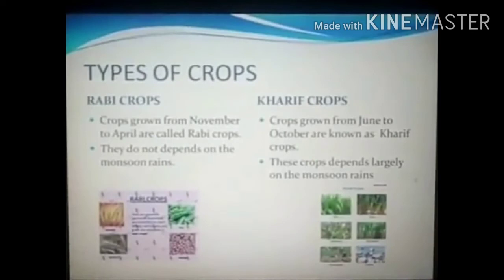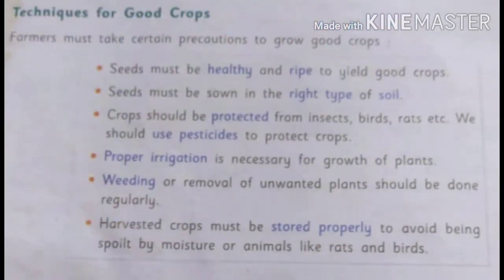Now, division of crops. Crops can be divided into two groups on the basis of the season they are grown. The two major types of crops are Rabi crops and Kharif crops. The Rabi crops are the crops grown in the winter season from November to April. Examples of Rabi crops are maize, wheat, peas, etc. The Kharif crops are the crops grown in the summer season from June to October. These crops are mainly grown in the monsoon season as they need more water. For example, rice.